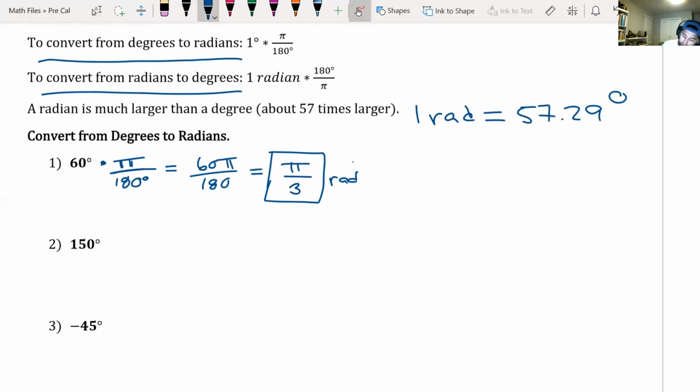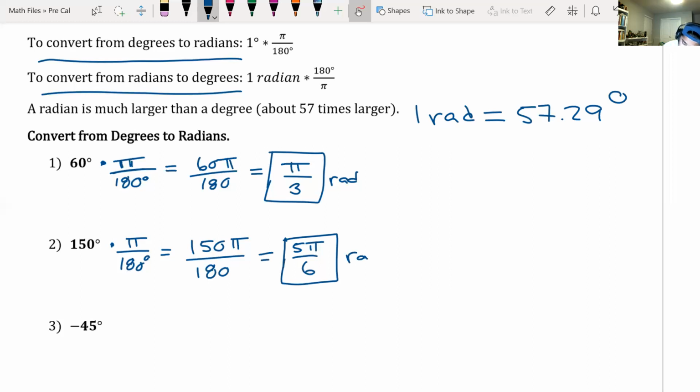Okay. Do it again for 150. Multiply it by pi over 180. This will give you 150 pi over 180. Just reduce the fractions and you'll get what? 5 pi over 6 radians.